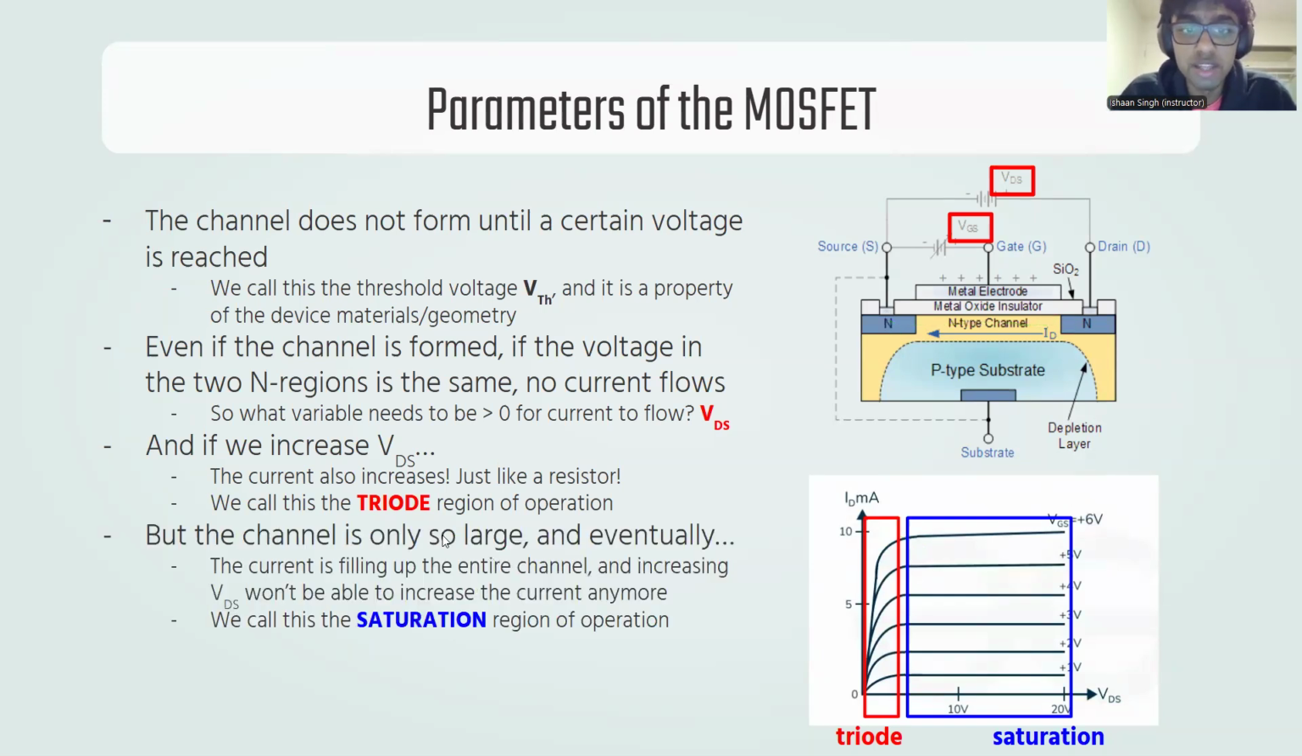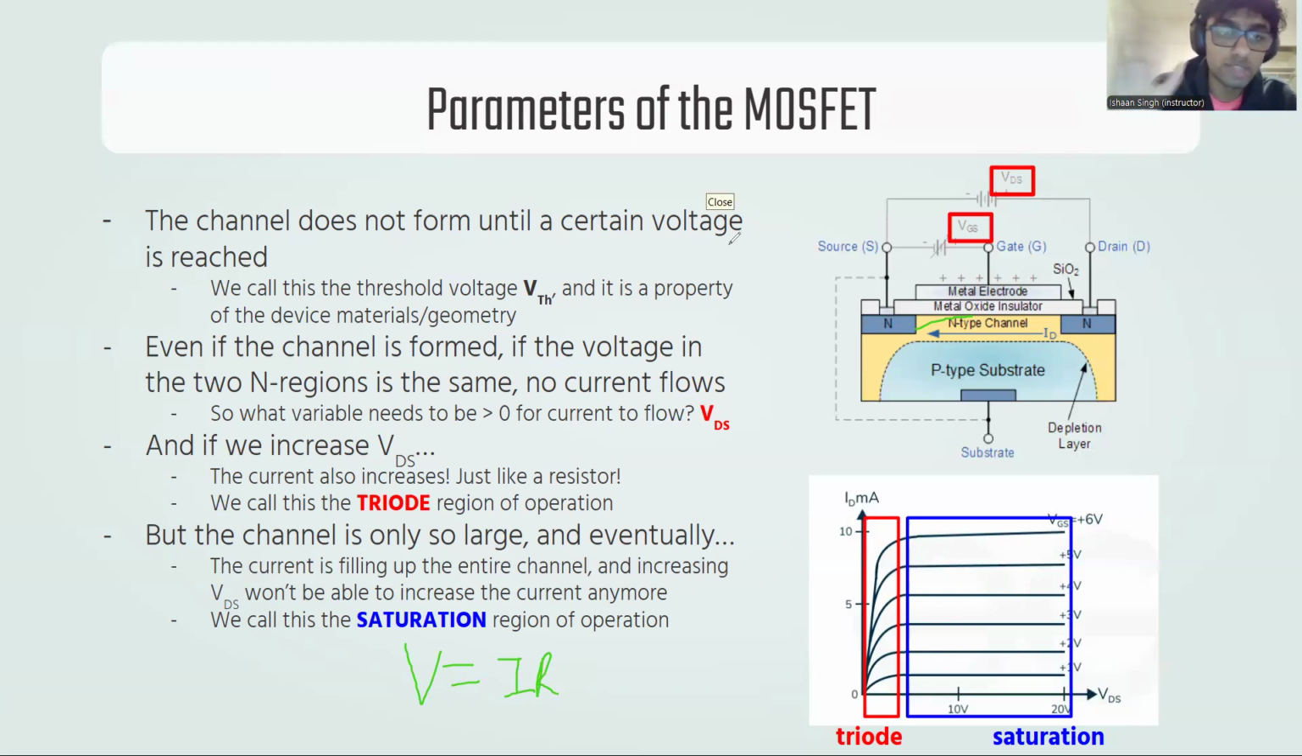So there are 3 regions. There's cutoff, when the gate has not yet formed a channel, so no current can flow. If the gate voltage is too low, we call it cutoff. If the gate voltage is large enough but VDS is small, then we call that triode, and that's where the transistor behaves like a resistor. Changing the voltage changes the current. We basically get something like V equals IR, but it's a nonlinear relationship, more of a quadratic thing instead of linear. And finally, saturation is when we're putting as much current as we can, but we just can't fit any more current.